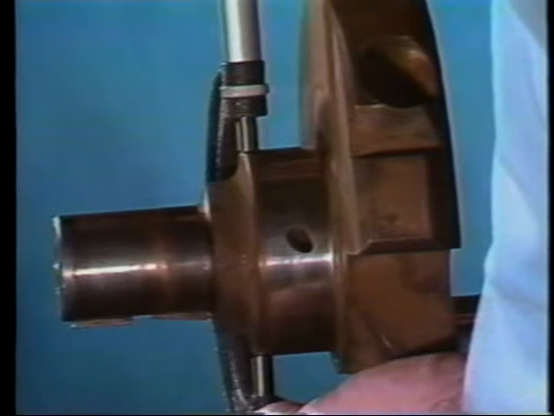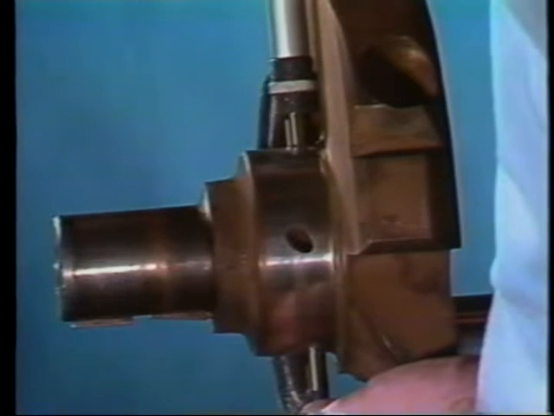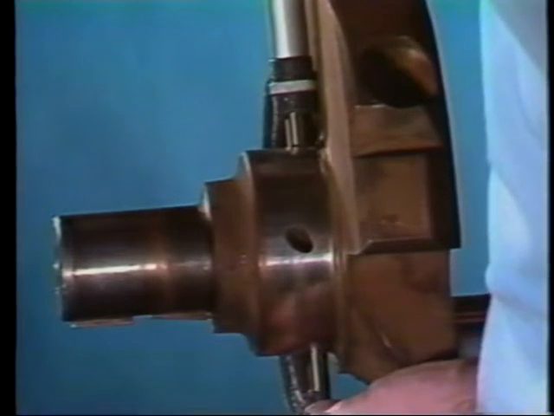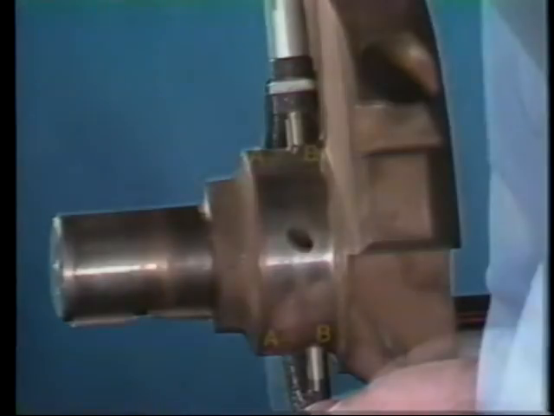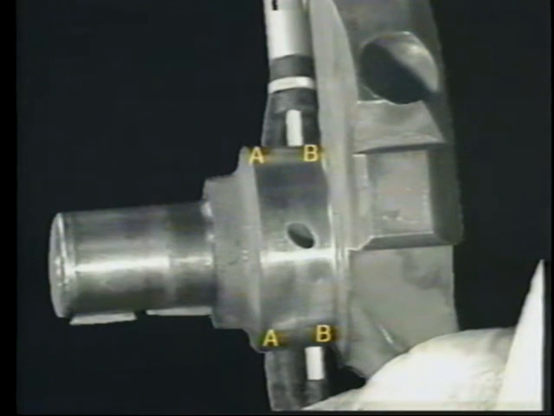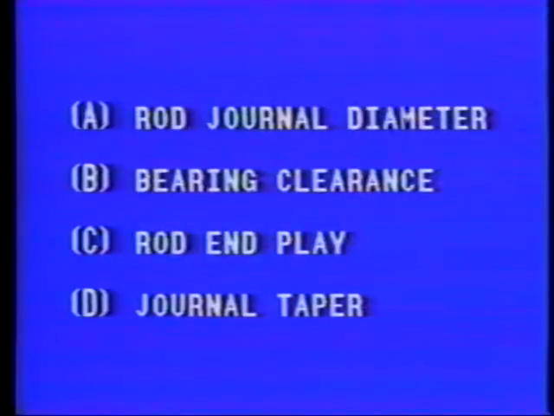Journal taper is checked by measuring the journal at both ends. Any difference in the 2 readings indicates journal taper. This is what the technician is measuring at points A and B. Therefore, the correct answer is response D, journal taper.